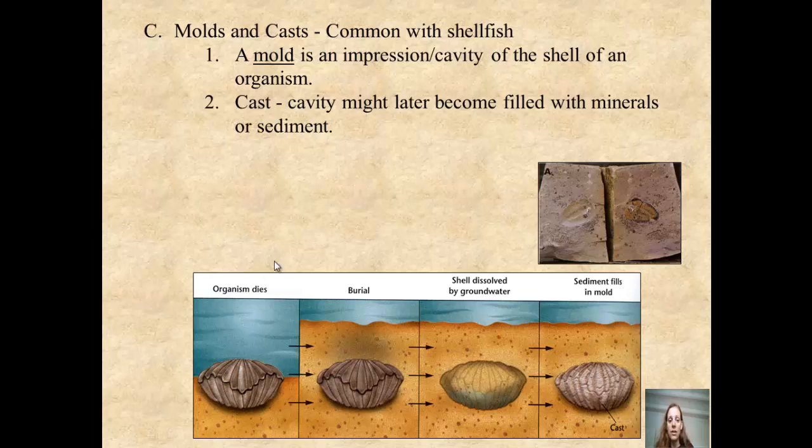What we see down here is how a cast actually forms. So the original organism dies. It gets buried in sand, sediment, whatever is present in the environment when it dies. And eventually, over time, that shell begins to be dissolved by groundwater, by the minerals that are present in groundwater. And the impression that is left behind eventually becomes filled up and creates a mold, a cast of the organism that was once alive.